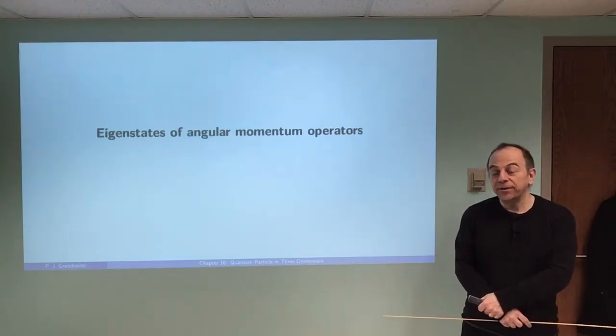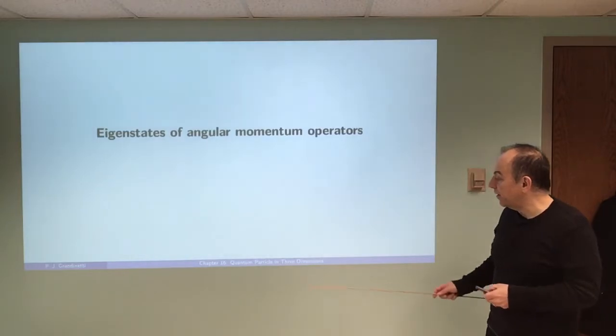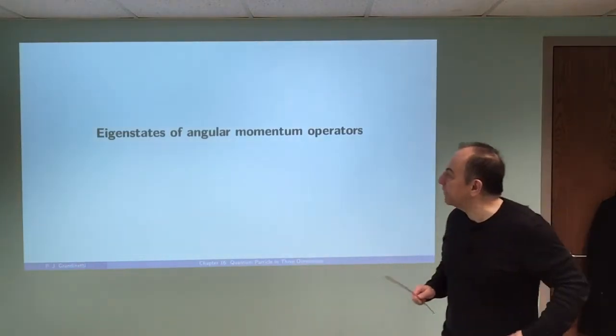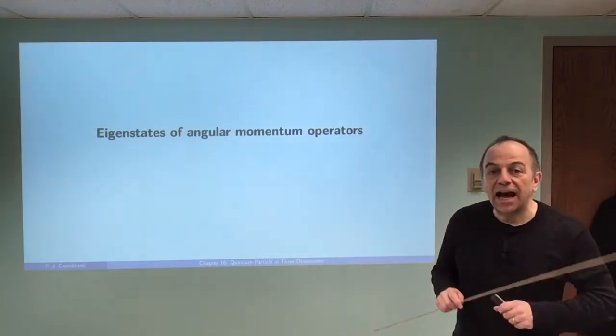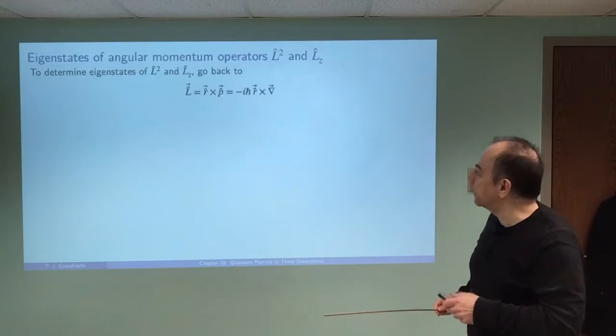Welcome back to Chem 4300. In this video, we're going to finish up Chapter 16 on the quantum particle in 3 dimensions. And the last short thing we have to do is to work out what the eigenstates are for the angular momentum operators. So let's take a look at this.